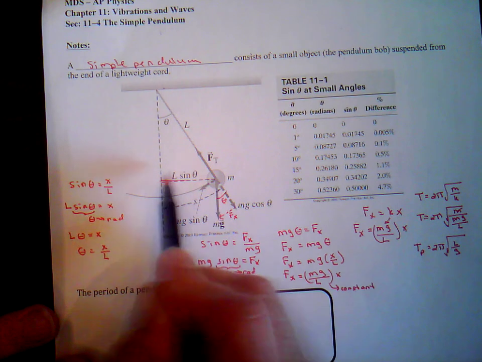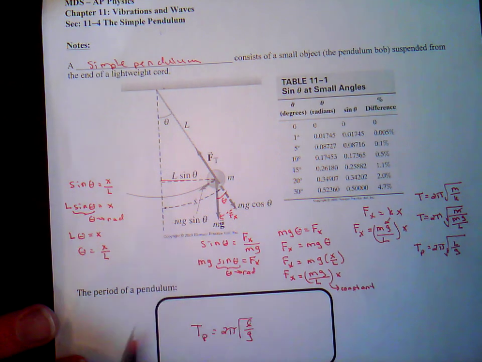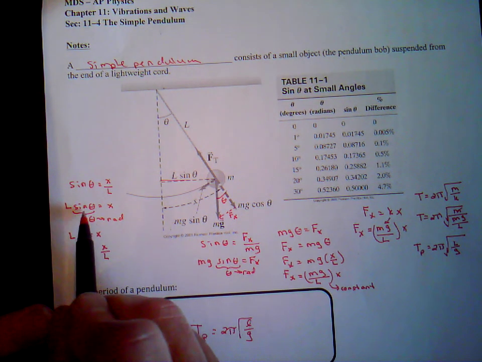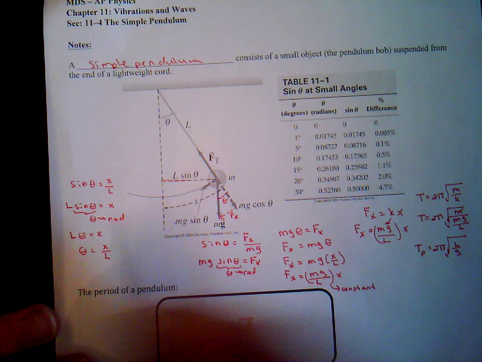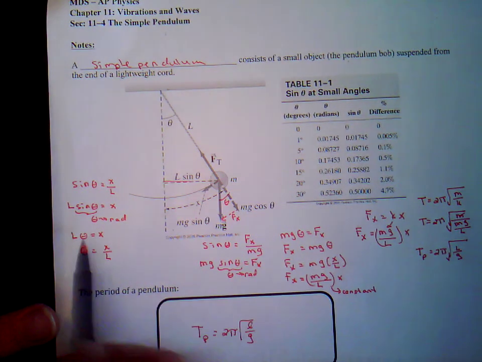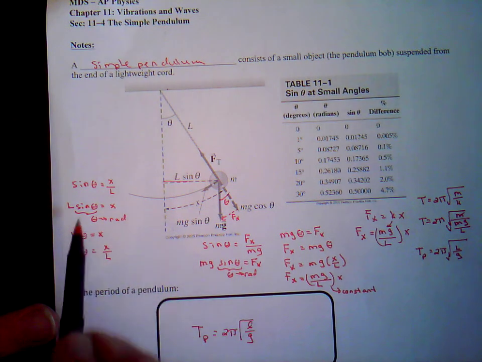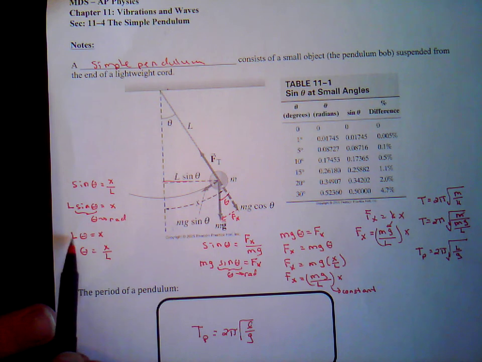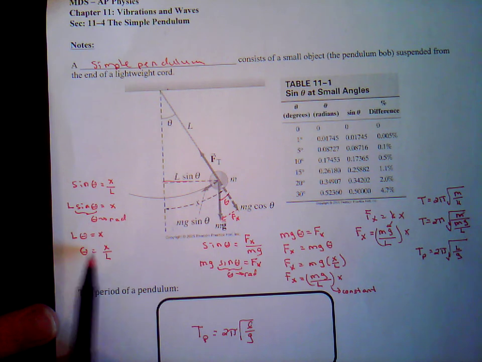Remember, as long as the angle is small, this distance and this arc are about the same thing. So this sine of theta, as long as theta is small, is the same thing as theta in radians. So we can write this as L theta equals x. We rearrange the equation for theta, we get theta equals x over L.